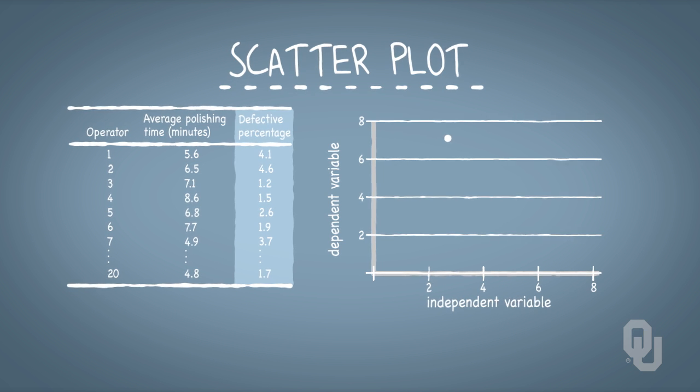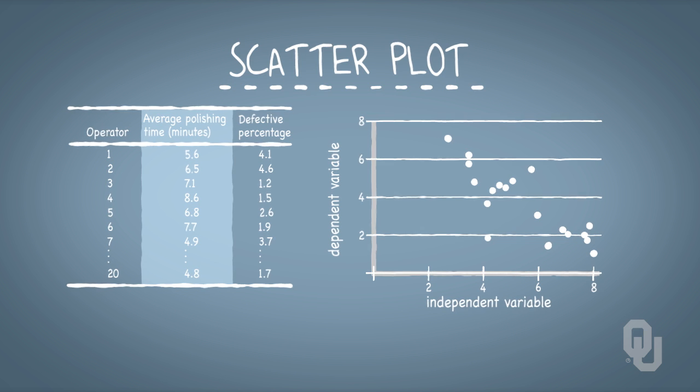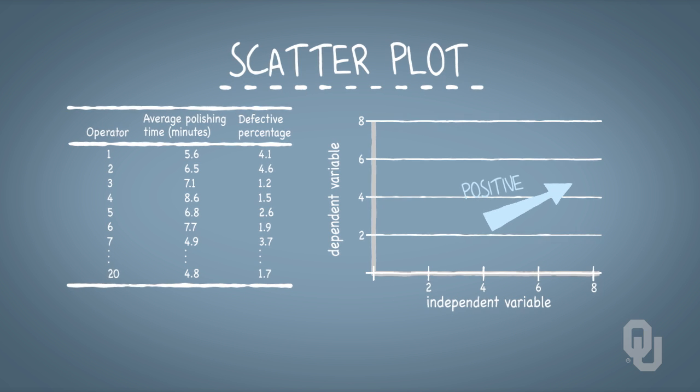The scatter plot shows the relationship between percentage of defective parts, the dependent variable on the vertical axis, and the average polishing times, the independent variable along the horizontal axis. With a scatter plot, we might see a positive relationship. That is, as the independent variable increases, we may see an increasing dependent variable, or we may see a negative relationship. An increasing independent variable leads to a decreasing dependent variable, or perhaps no relationship at all.